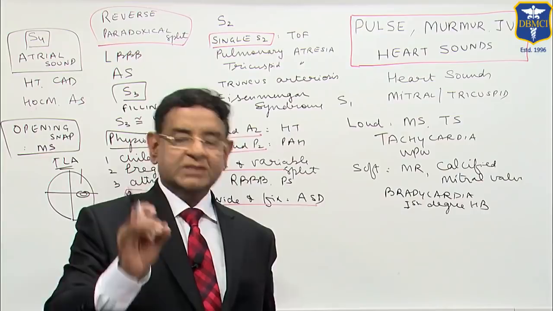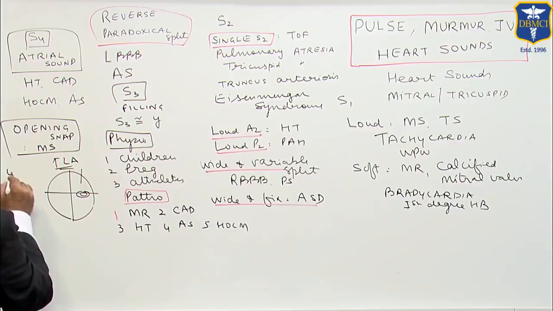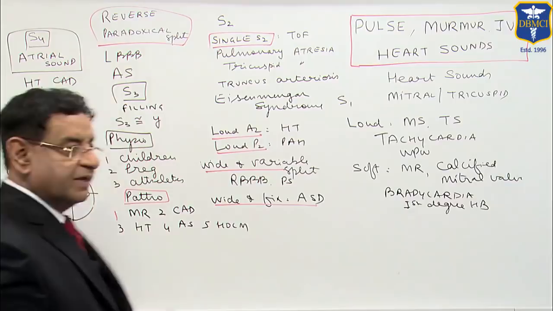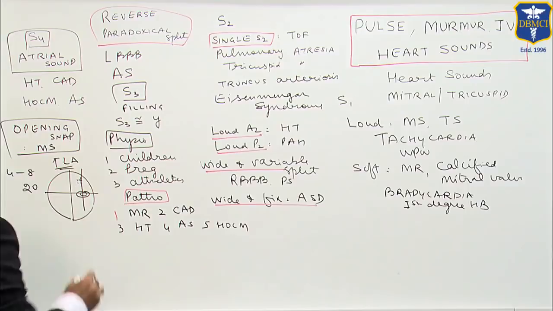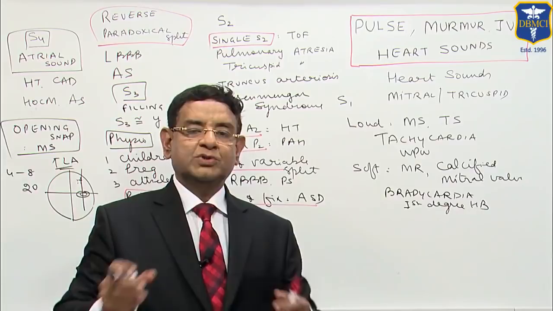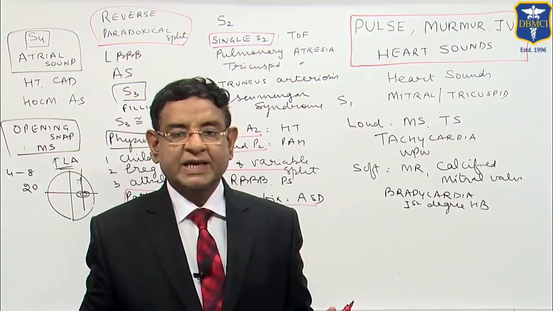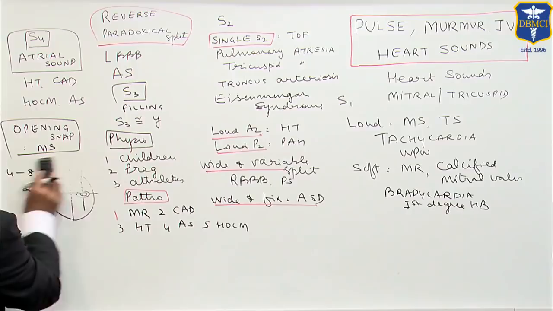In a normal mitral valve area, the LA pressure is about 4 to 8. Now in MS, the pressure may be as high as 20 millimeter of mercury. So now the valve opens with a great pressure. Suppose you open the door of your room slowly, but if you push it with great pressure, the opening of your door will produce a great sound. Something like that only, the so-called opening snap.